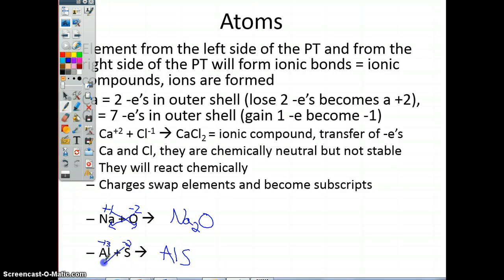The charges swap places. So then we have Al2S3. Al2S3, it's known as aluminum sulfide. Right now the important thing is where those numbers are coming from. And we'll practice some more of that in the classroom.